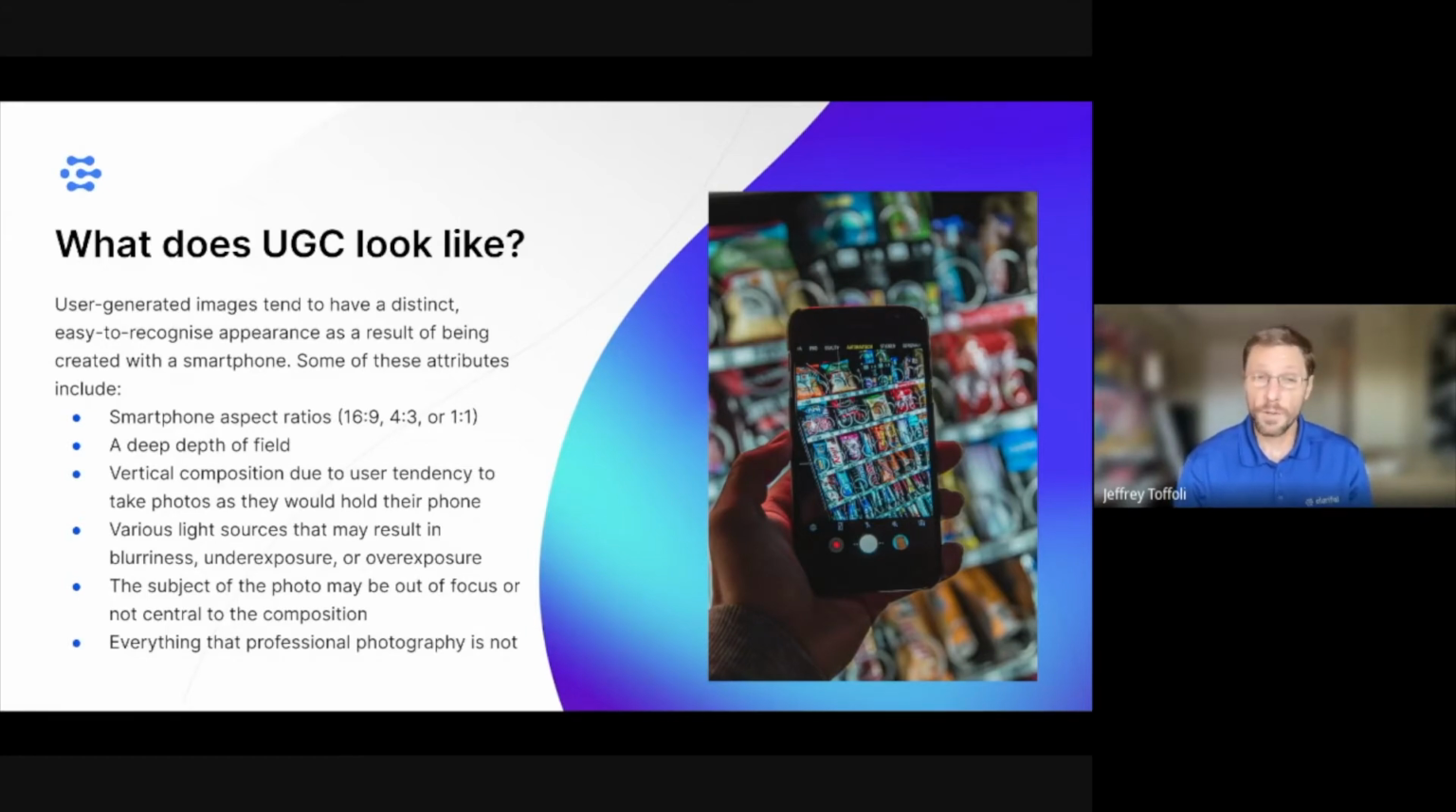We tend to see a lot of vertical compositions due to the user interface on a cell phone. It tends to be easier for people to click a photo when a phone is held upright. And we see all kinds of crazy lighting sources and blurriness and underexposure and overexposure that just have to do with the casual nature of a lot of these images. The subject in the photo may be out of focus or not even central to the composition in user-generated content. Again, this is due to maybe lack of professionalism. Basically, everything that professional photography is not is what you see in user-generated images.